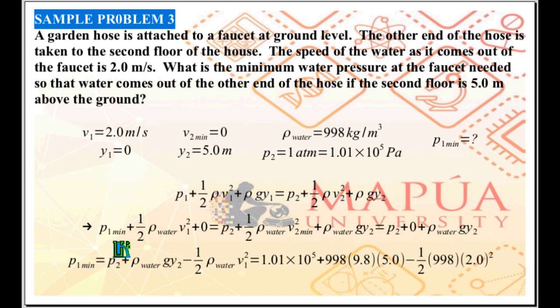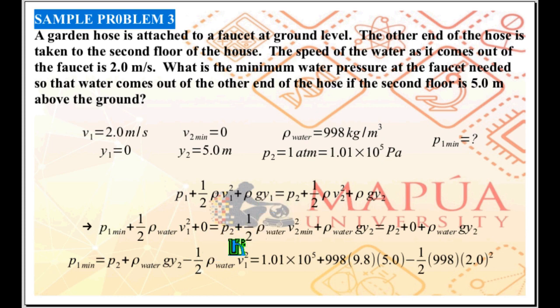P1 minimum we are looking for. Rho is the density of the fluid. The fluid is water. We know the density of water, so replace rho with rho water. V1, we know to be 2 meters per second, so let that just be V1 squared. Rho g Y1, Y1 is 0. Therefore, rho g Y1 is just 0.